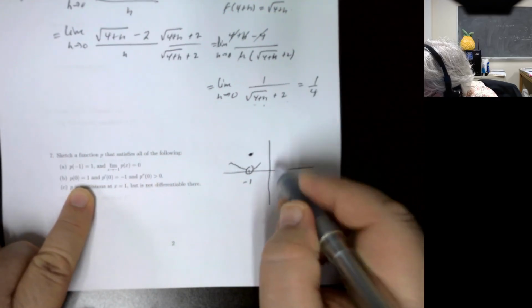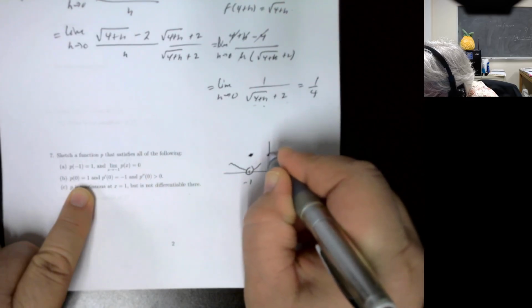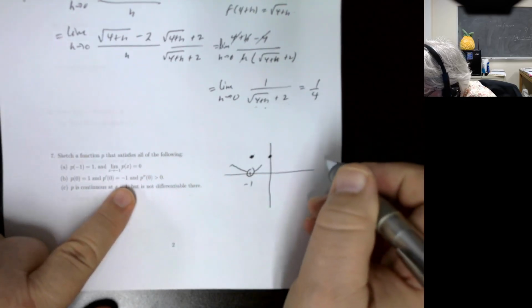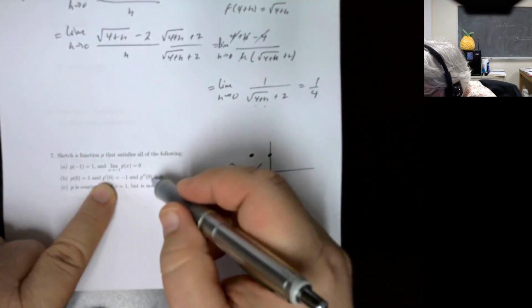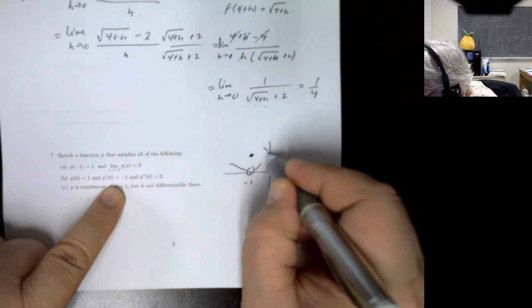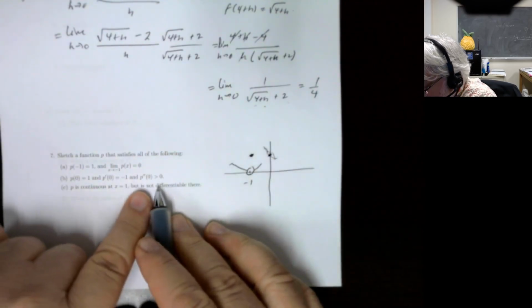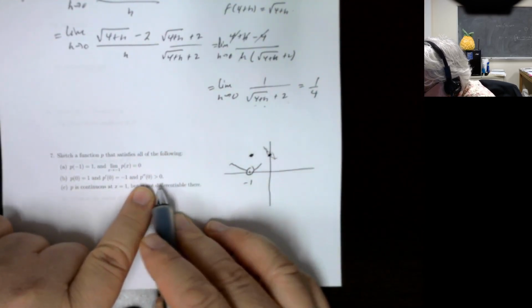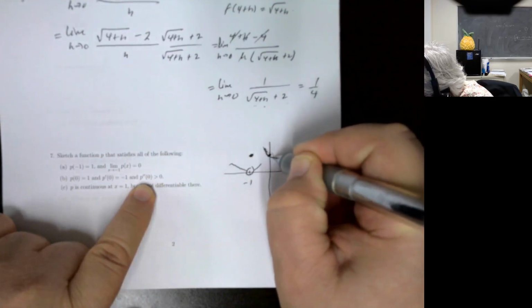Furthermore, p of 0 is 1, and p prime of 0 is negative 1. And so p prime of 0 being negative 1 means you've got a slope that's coming down like this. And then p double prime of 0 is greater than 0, so therefore it's actually even curving up like that.